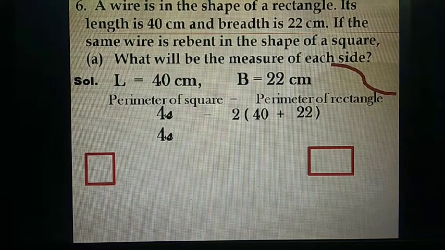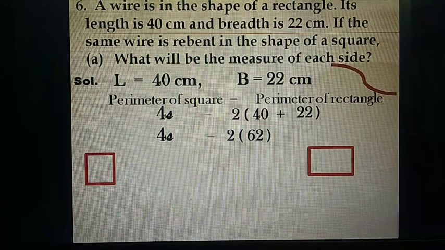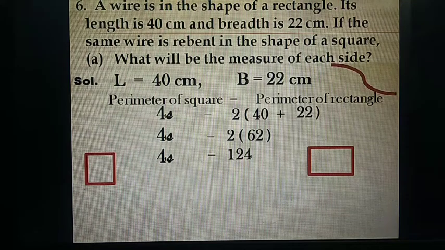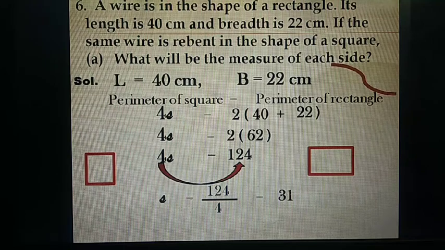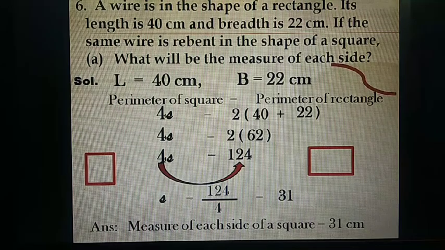Solving the bracket, writing the left hand side as it is, we will get 2 in the bracket 62. Again the left hand side will come as it is and on the right hand side we will get 124. To get the value of S, we will shift this 4 to the other side and we will get S as 124 upon 4. Divide them. We will get the answer as 31. So we can say that measure of each side of a square is 31 centimeter. Next.